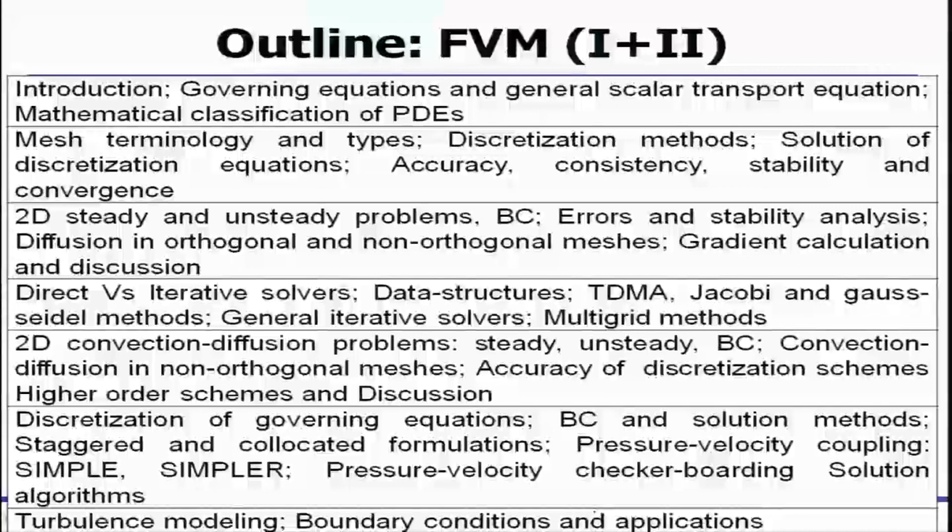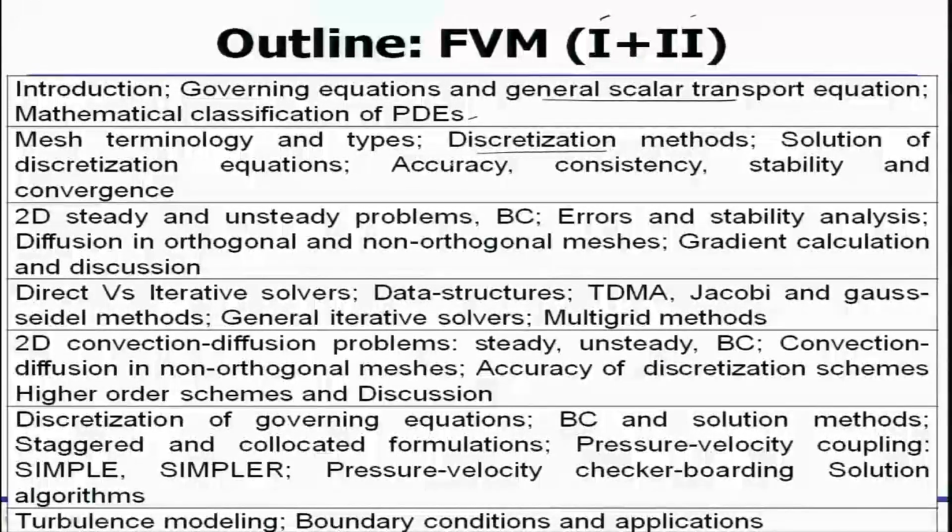But if you look at the complete syllabus, this is the complete syllabus that you have for the finite volume method, which includes your part 1 and part 2. We start with the governing equations, that is the general scalar transport equation, and the classification of PDEs. That means you talk about all these governing equations which represent the particular physical problem, and then you understand the general transport equations and also the classification. Then as you move along, it becomes the discretization process. Discretization means your set of governing equations is transformed through this process to the linear system, and there you come across different things like mesh terminology, types, and solution discretization equations.